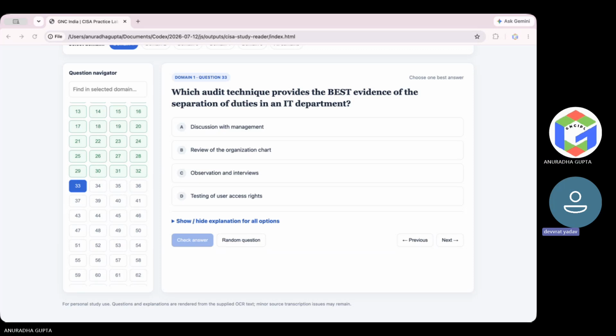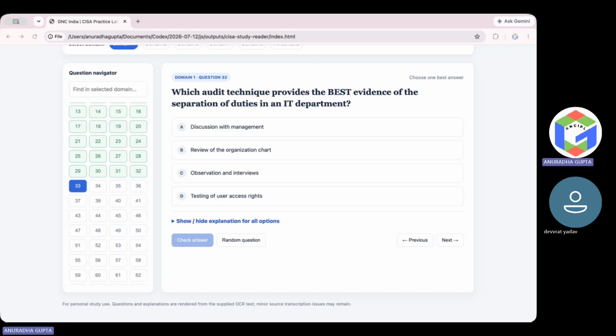because it is written in the question, what audit technique provides the best evidence? So this word evidence, because in observation and interview we will not directly get the evidence. Why? In observation also you will note down the observation, right? And that is also a kind of evidence if you are collecting the evidence, data. Best testing, I think yes.